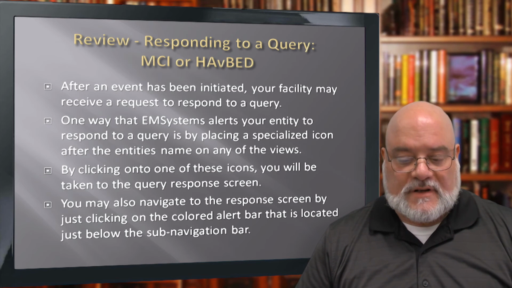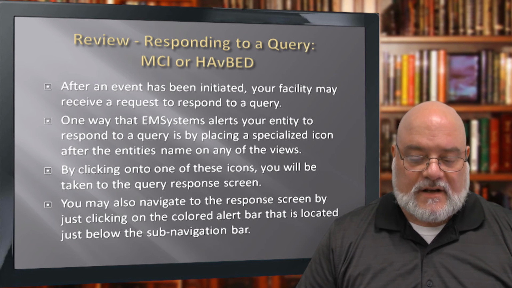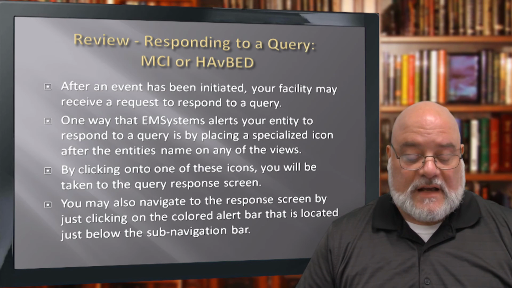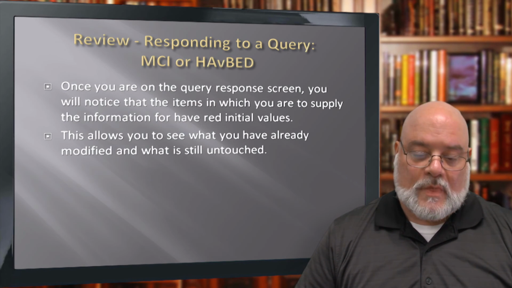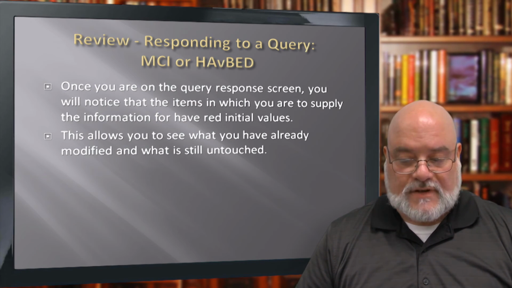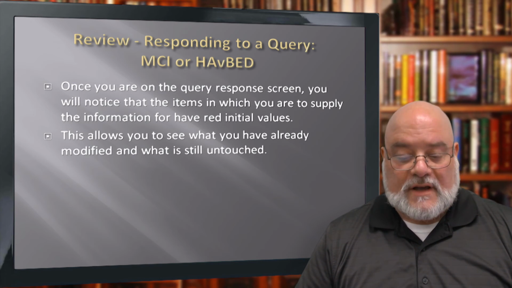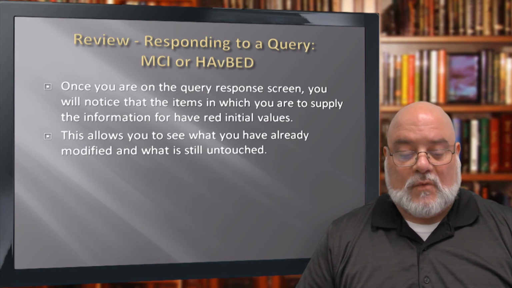So after an event has been initiated, your facility may receive a request. That would be the flaming envelope or the bed. By clicking on these icons, you'll be taken to the query response page. You may also need to navigate to the response screen just by clicking on the colored alert bar that is located below the sub-navigation bar. Once you're on the query response screen, you'll notice that the items in which you are to supply information have red initial values. This allows you to see what has already been modified and what is still untouched.